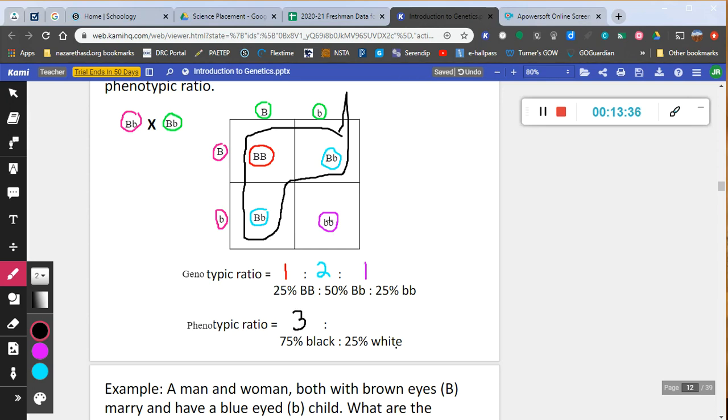This last guy down here in the corner, he's homozygous recessive, so he's going to express the recessive phenotype of having white fur. So I'm going to draw a 1 here. So my phenotypic ratio in this case is 3 to 1.